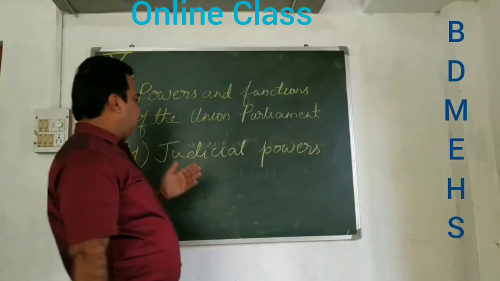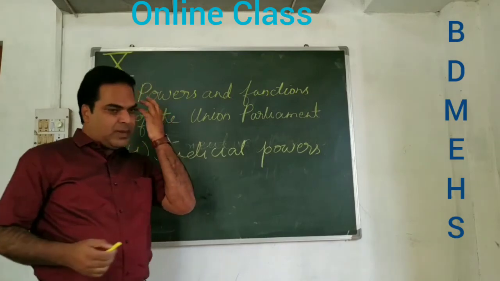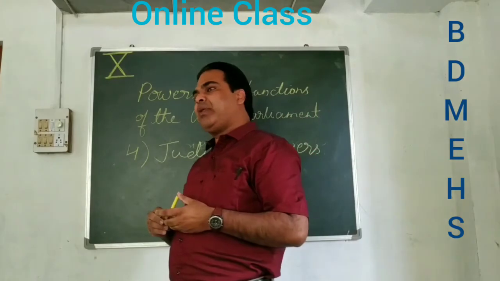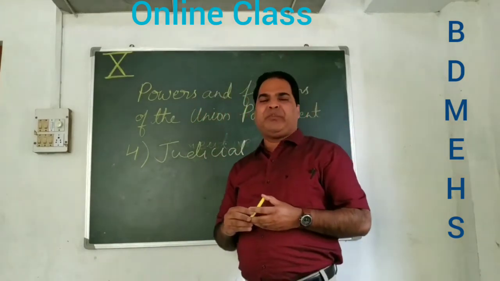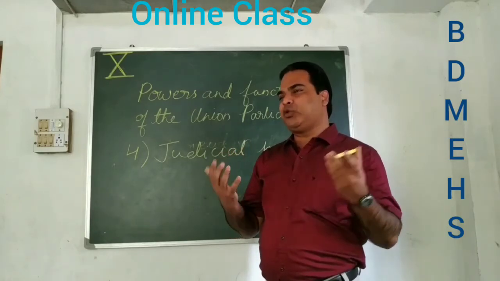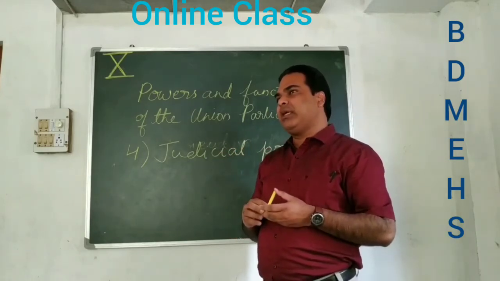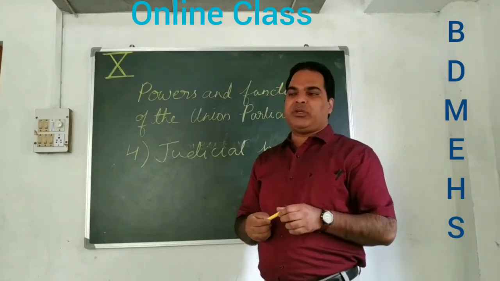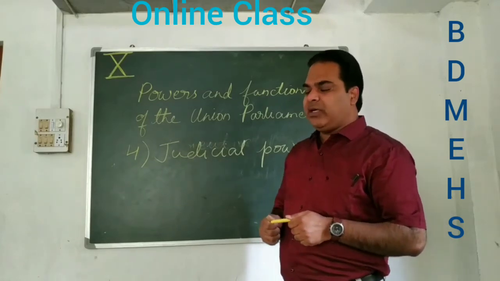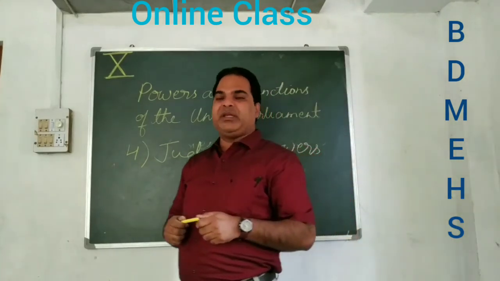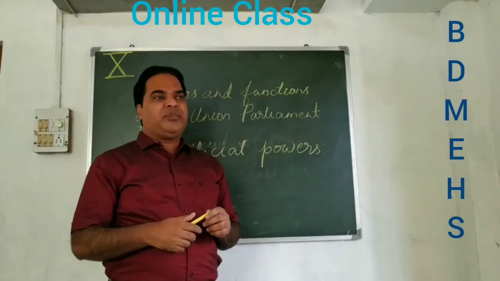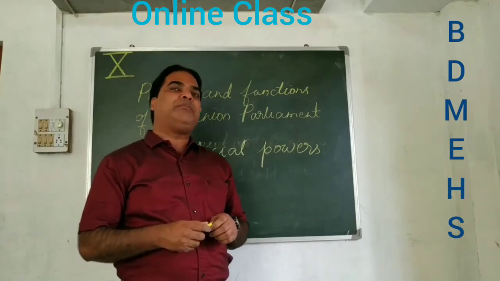Now number 4, judicial powers. Lok Sabha and Rajya Sabha also perform some judicial functions. The President of our country, the Vice President, the Supreme Court judges, and High Court judges, if they go against the constitution, or do something against the country, if they violate the constitution of our country, then definitely they need to be removed. But they cannot be removed in an ordinary manner. They are removed through a process called impeachment.